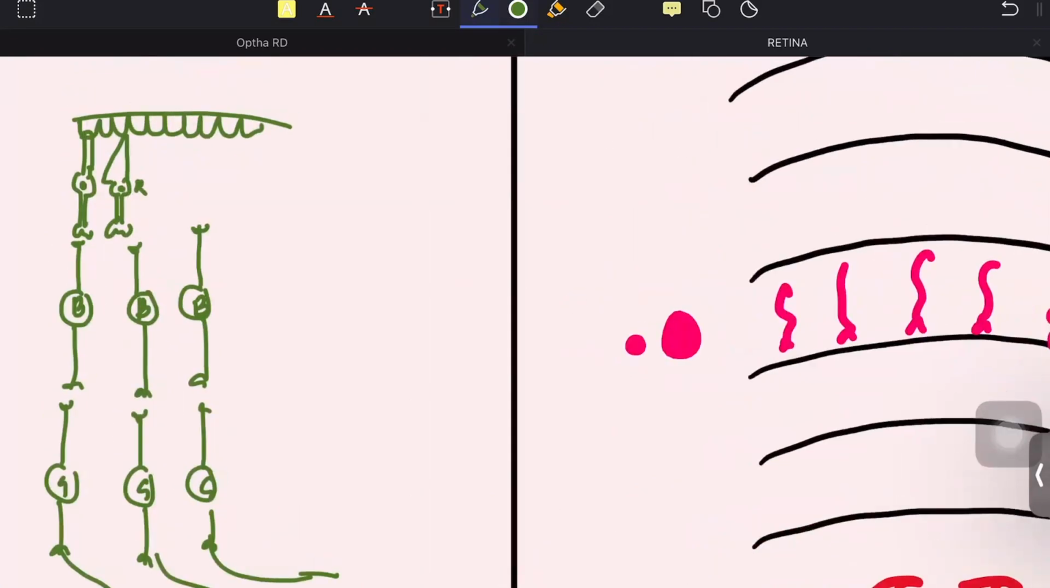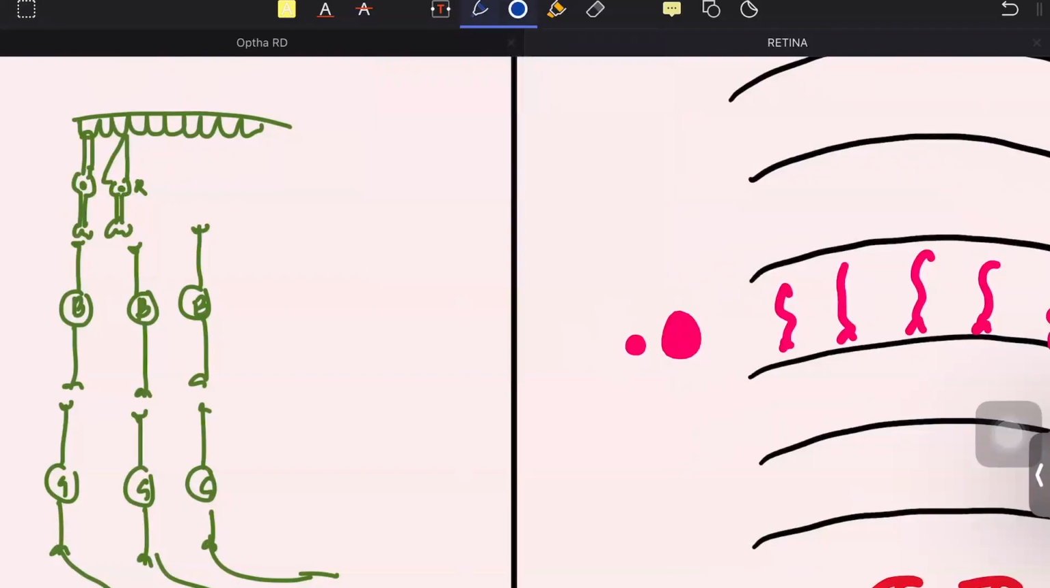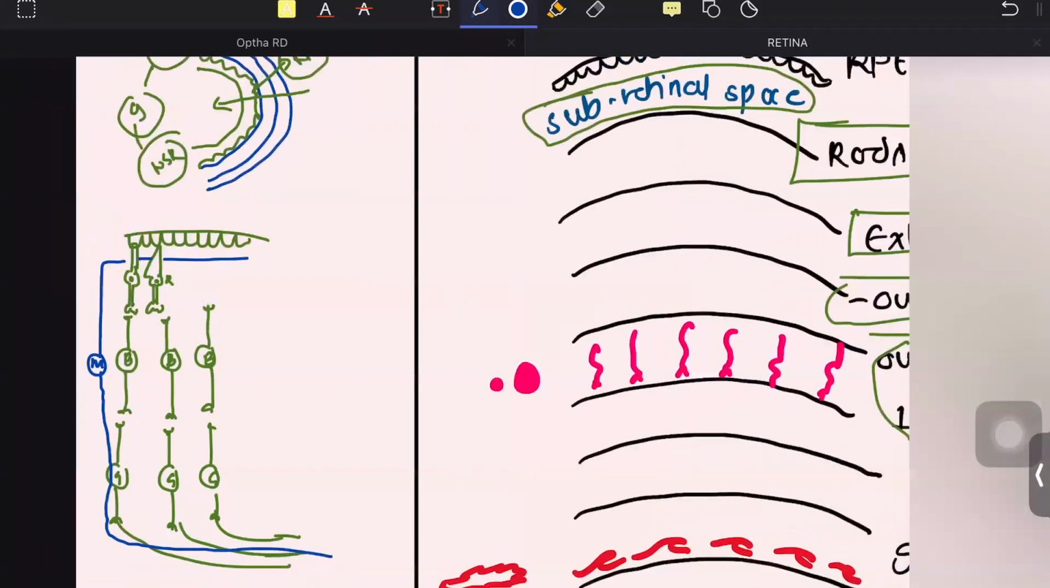And also there are certain important glial cells called Muller cells. The Muller cells are located here, and their processes will move particularly in this direction and form two important layers. So they form the inner as well as the outer limiting membrane.